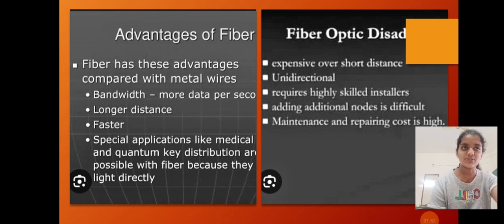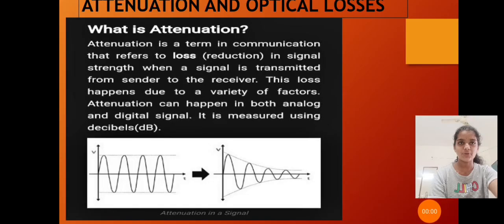Disadvantages: expensive over short distance, unidirectional, requires highly skilled installers, adding additional nodes is difficult, maintenance and repairing cost is high. Next topic is attenuation and optical losses.